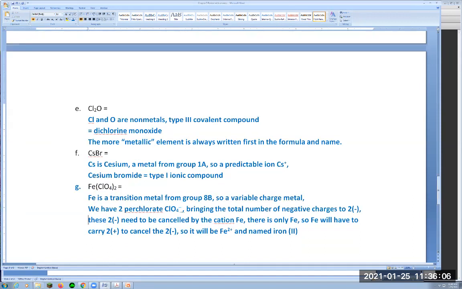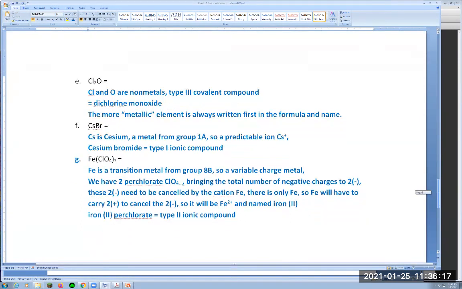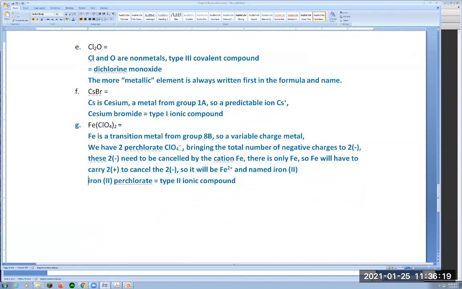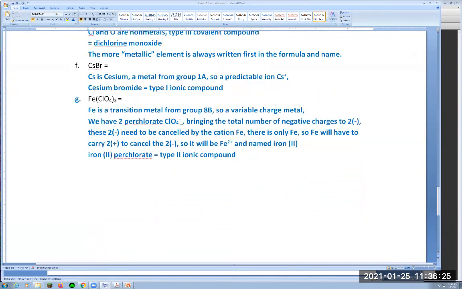So it's going to be iron 2 perchlorate, because whenever we have a polyatomic ion, you just use the name of the polyatomic ion as it is. So that's iron 2 perchlorate, and that's a type 2 ionic compound. And that's the last one.